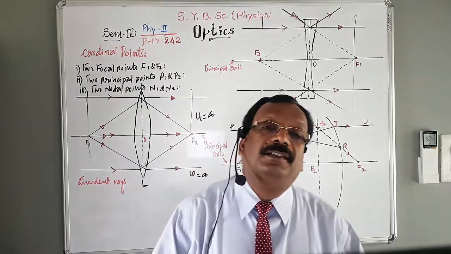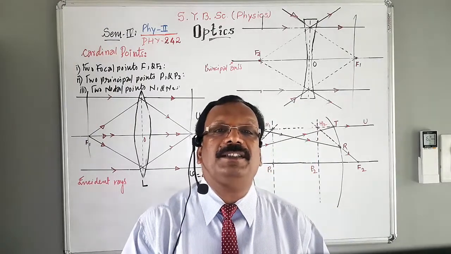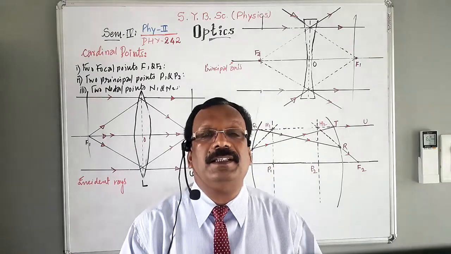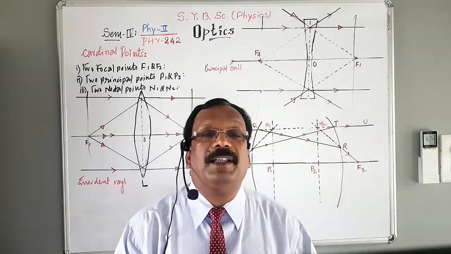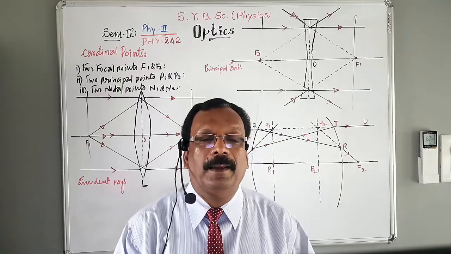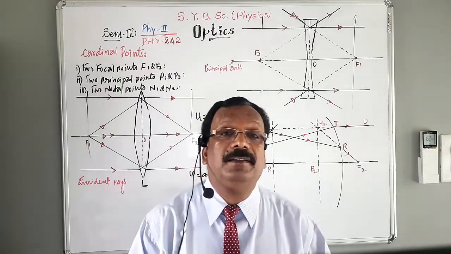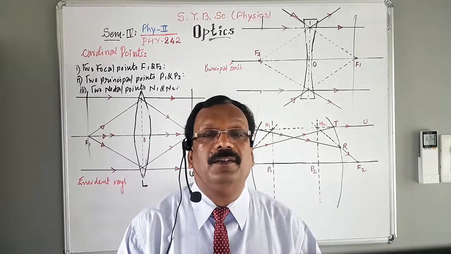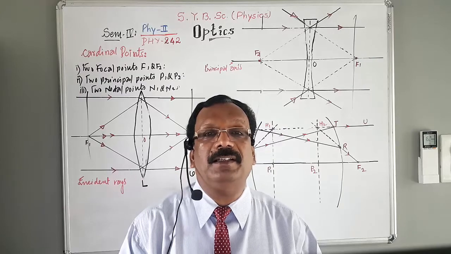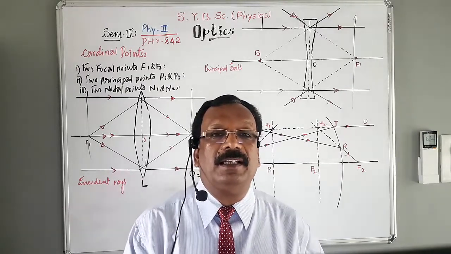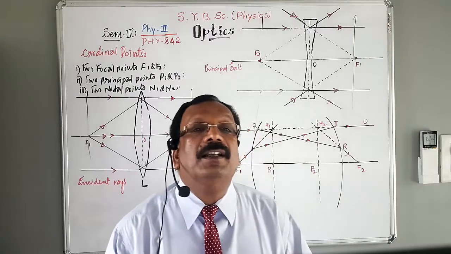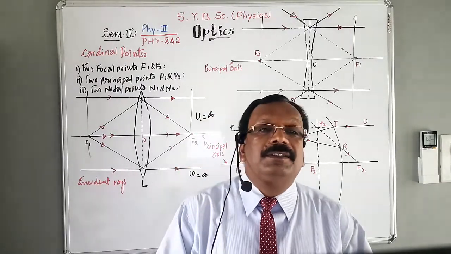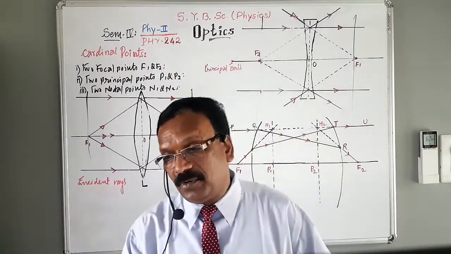In the previous lecture, we derived an expression for the equivalent focal length of two thin lenses separated by a finite distance. We also obtained an expression for the equivalent focal length of two thin lenses placed coaxially but in contact, rather than separated. Now in this lecture we are going to study the concept of cardinal points.